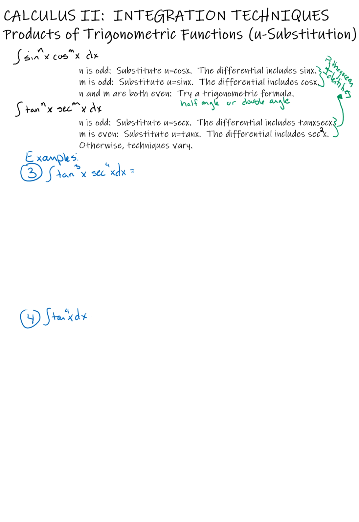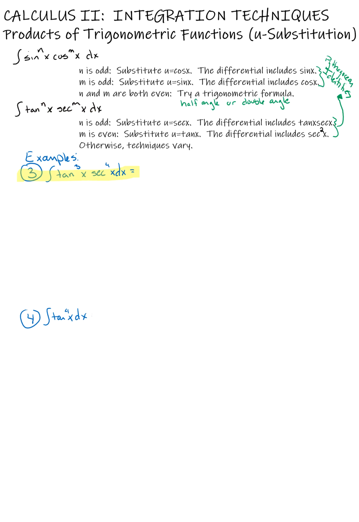Hi guys, this is Professor Janacek, and I want to go over a couple of examples dealing with products of trigonometric functions. This is a type of u substitution. Now these examples are going to specifically have an integrand that has products of tangents and secants. All right, let's take a look at example 3 here.